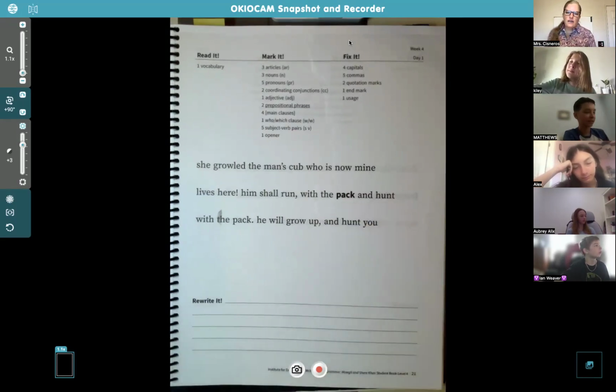And the word is pack. That word has multiple meanings. You can pack for a trip, but in this sentence, what does pack mean? Who can explain that? Wolf pack.